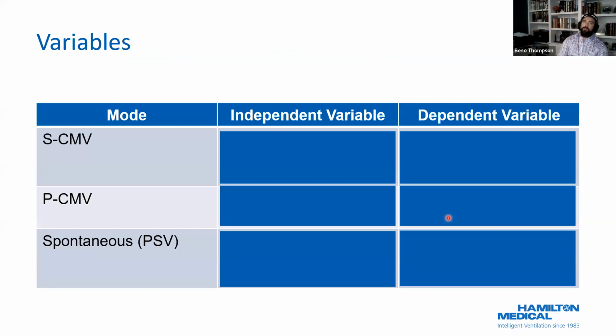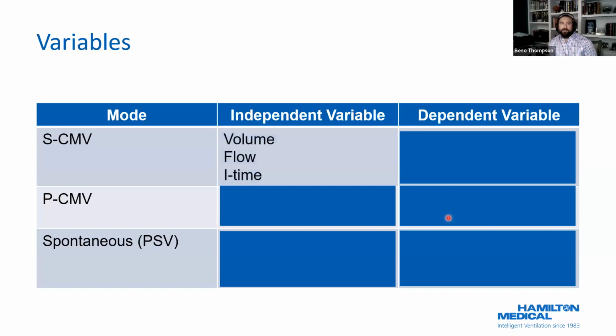Okay, now if we're looking at the three main modes of mechanical ventilation. Again, for those of you unfamiliar with Hamilton Medical, we call fixed flow volume control SCMV. And then you got pressure control, and then you have spontaneous or pressure support. Okay, so what do we set? What are the independent variables in volume control? Well, we set volume, flow, and I time.